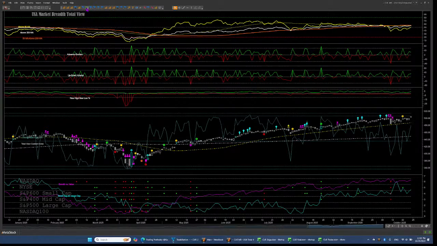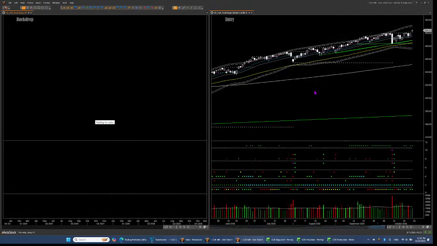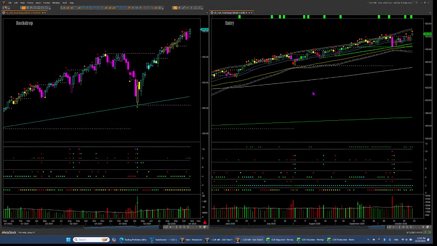If we look at the total view using weekly daily, let's see if we get some more insights from there. Made a new all-time high, backdrop color turned bullish, had a huge gap up on Friday, though the candle closed with a bearish indecision at the top. That is not a shorting signal. It may be a cautionary signal, but it is not a shorting signal.